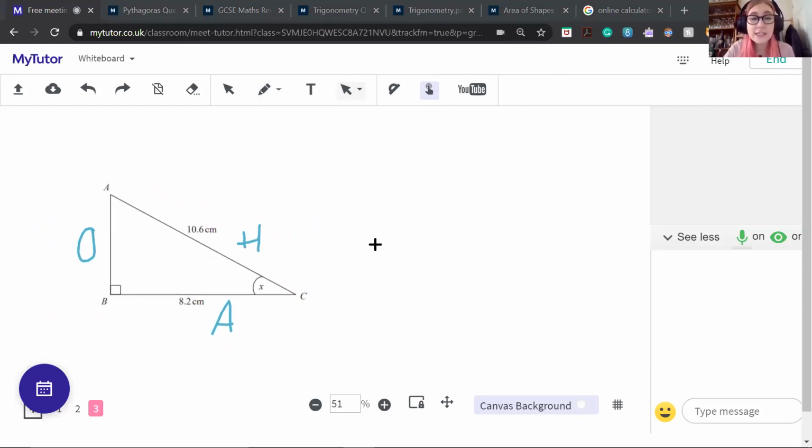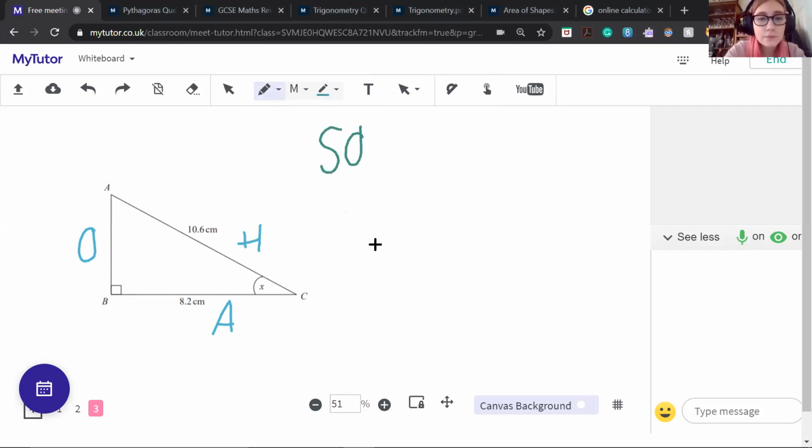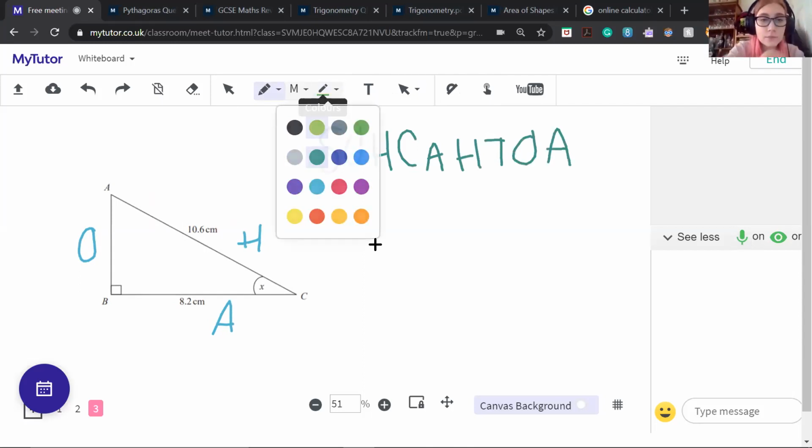Someone said, what is Sohcahtoa? It's just a way to remember which trig function you use for each pair of sides that you have. And the more questions that we do, the more that will make sense. So the next thing that we do is we write out Sohcahtoa. And we work out which sides we have.